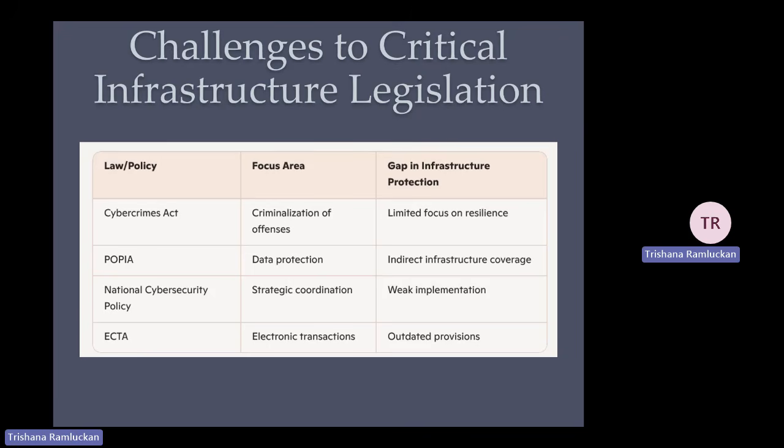The second one is POPIA, which is your data protection law. The focus area is data protection, with indirect infrastructure coverage. That is the gap in the infrastructure protection. Your national cybersecurity policy, the focus area is strategic coordination. And this is an important one because in many cases you can enact something, but it gets caught up in implementation and enforcement. So I think those are two important areas that you need to look at.